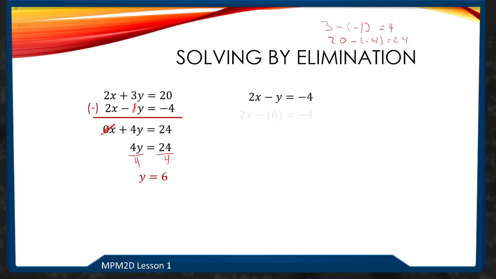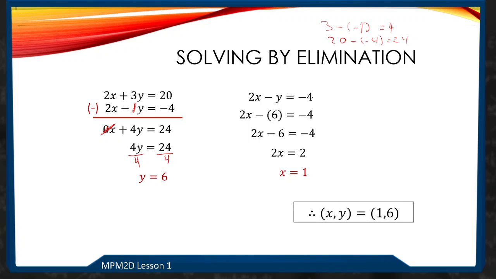Then I can go in and replace it in the equation again. So 2x minus 6 is -4, sorry. So that's going to be -6, and solving, I get that x is 1. So my final answer is going to be 1, 6, right? We write the x first and then the y. Hopefully you've seen these 3 dots before. That's therefore. Therefore, xy is 1, 6.